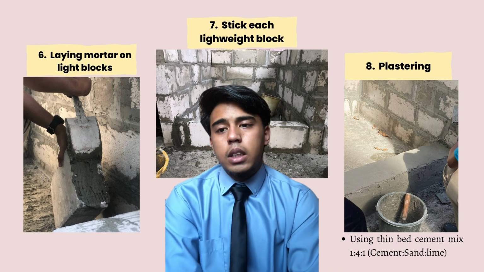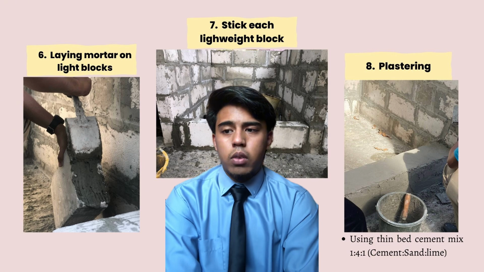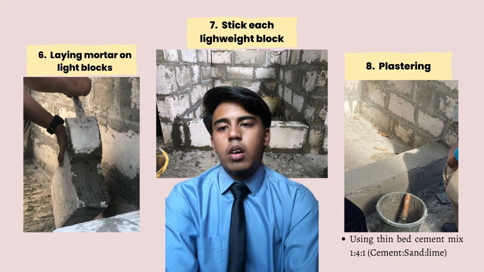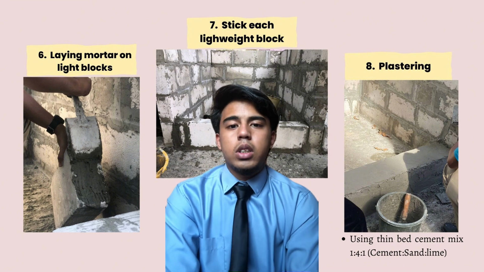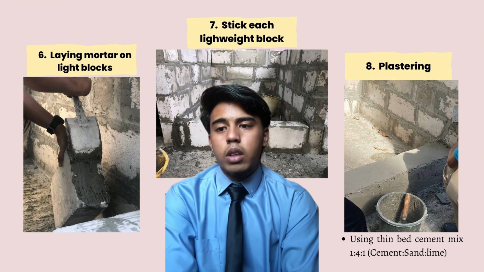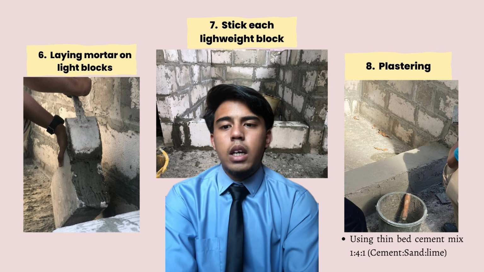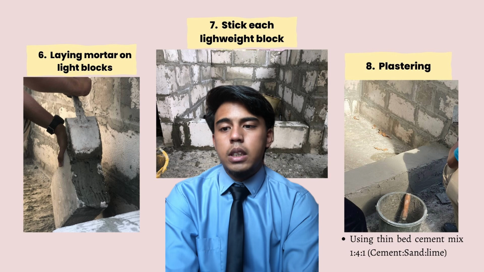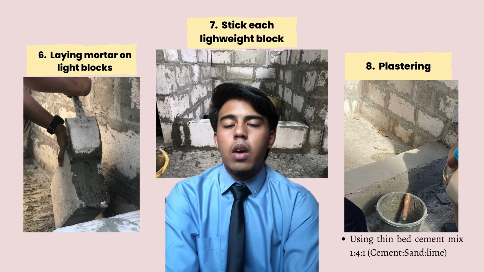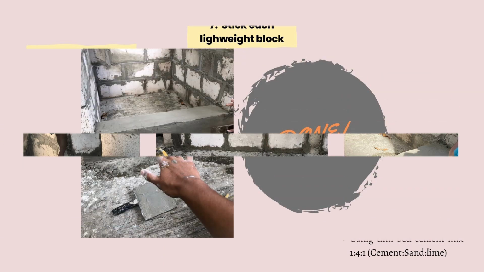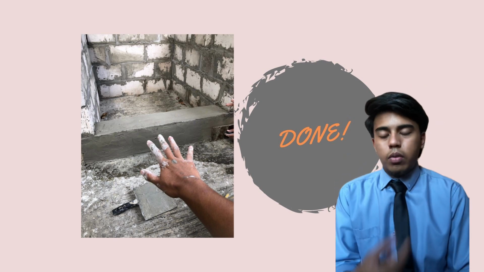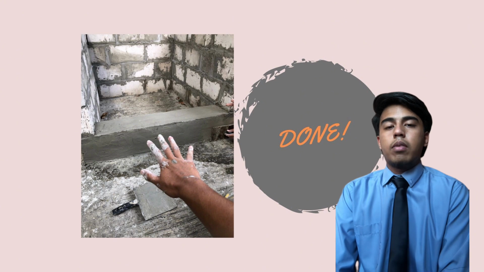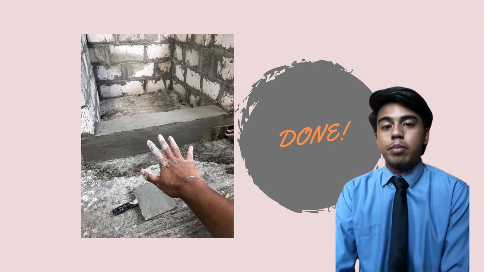Then start the plastering process using rectangular trowel and cement tray. After completing the plastering of the entire blocks, it's time to do the finishing process to make the surface smooth using sponge plastering trowel and wooden trowel. So this is a photo of our project of lightweight block that has been completed.